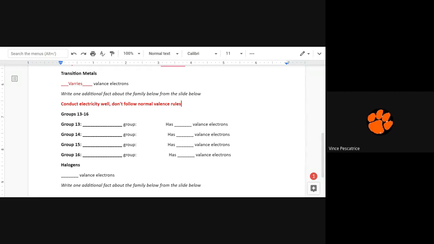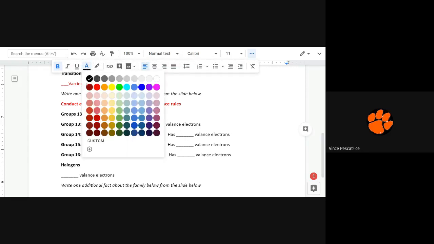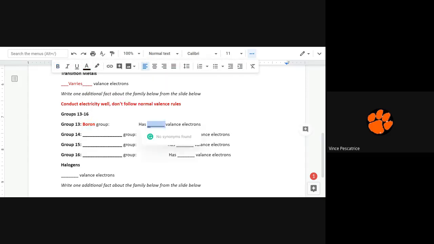So what you've got is group 13. It's just named after the first element in that group. So group 13 is the boron group. Okay, so the boron group is group 13. Remember, if you have a double-digit number, cover up the 1, and that leaves you 3 valence electrons.